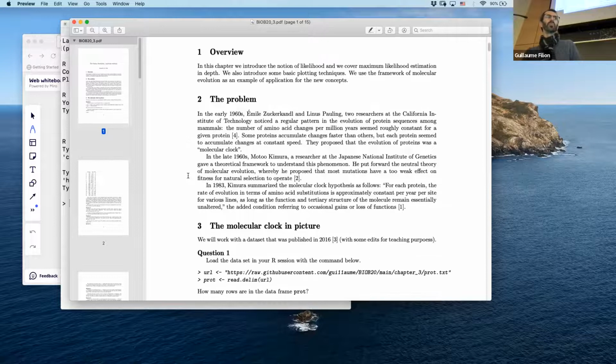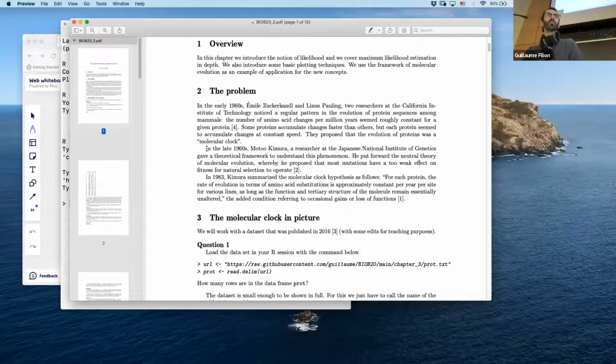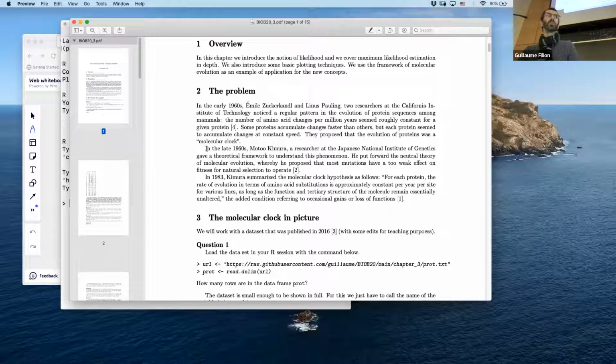In the late 1960s, Moto Kimura, a researcher at the Japanese National Institute of Genetics, gave a theoretical framework to understand this phenomenon. He put forward the neutral theory of molecular evolution, whereby he proposed that most mutations have too weak an effect on fitness for natural selection to operate. So when you look at the grand history of evolution since Darwin, no one has really managed to make a dent in that theory from the scientific point of view, of course, except Moto Kimura. Moto Kimura is the only person who was able somehow to challenge Darwin, to challenge the theory of natural selection.